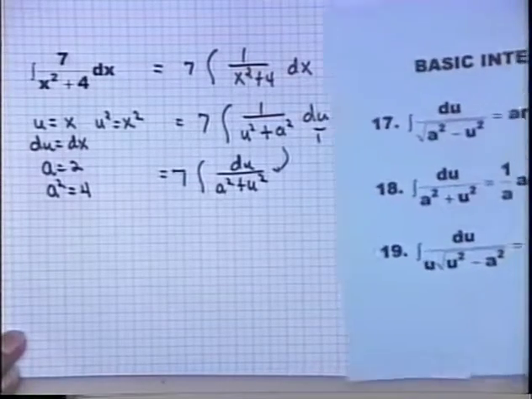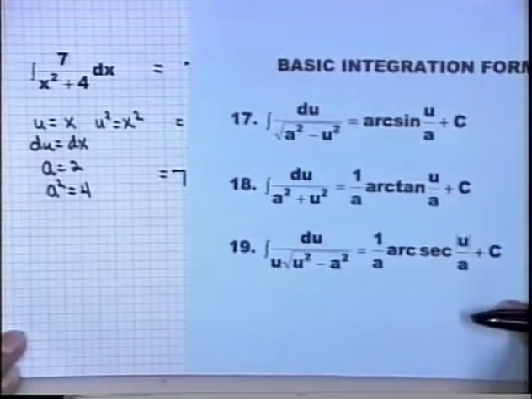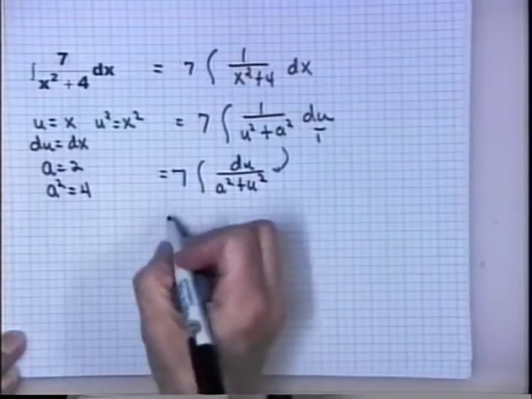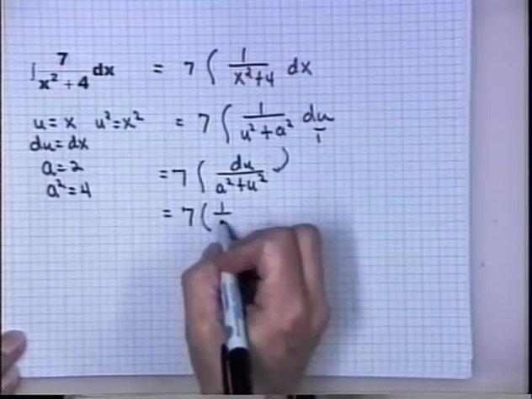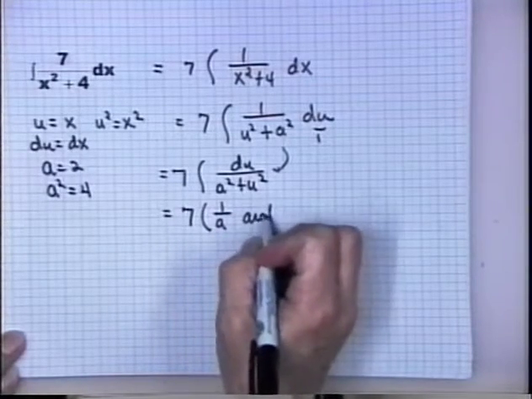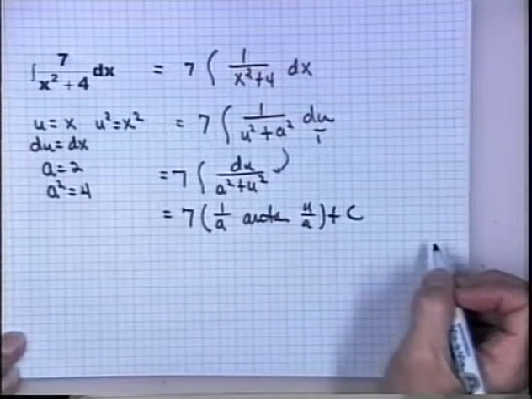So do you see how this really is the same thing as that form? So I know that the antiderivative is going to be 1 over a arctangent u over a plus c, using my basic formula. All we have to do is bring this constant down. So 1 over a arctangent u over a plus c.